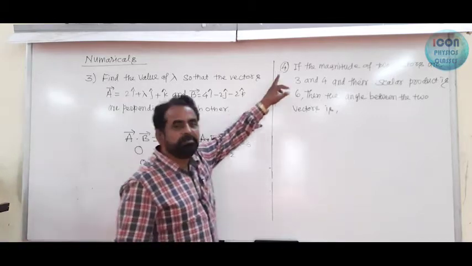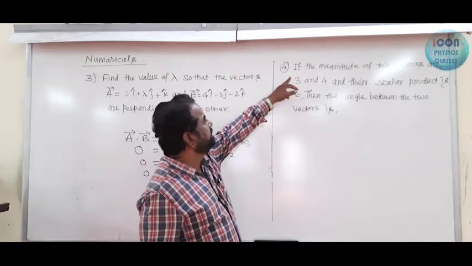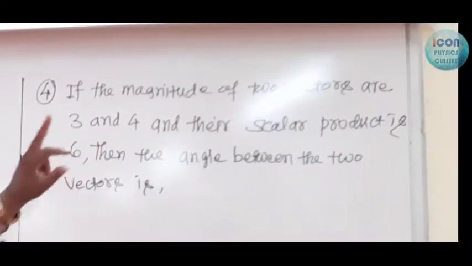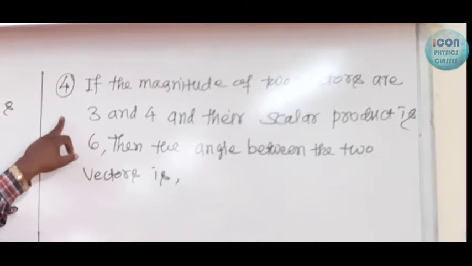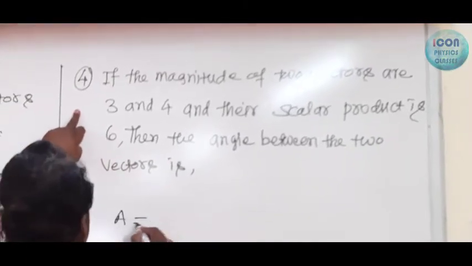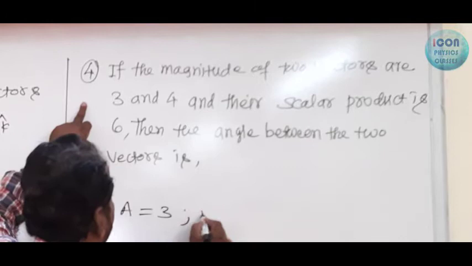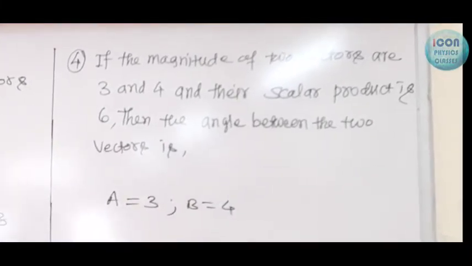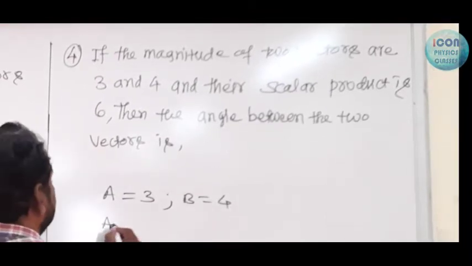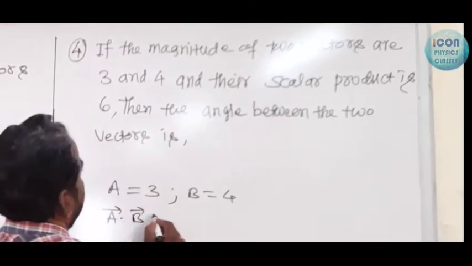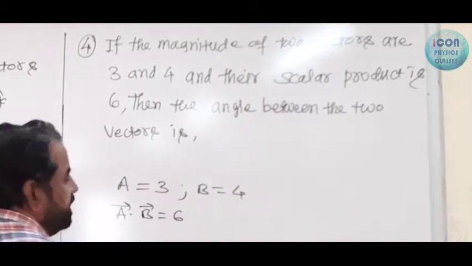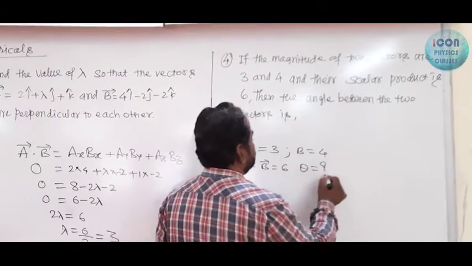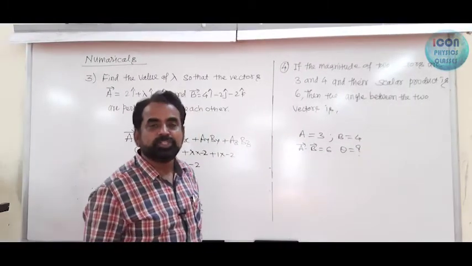Now next, problem number 4. You read this problem number 4. The magnitudes of two vectors: vector A has magnitude 3, vector B has magnitude 4, and their dot product, A dot B, is how much? 6. What is the angle? Another type of problem: theta is to be determined.